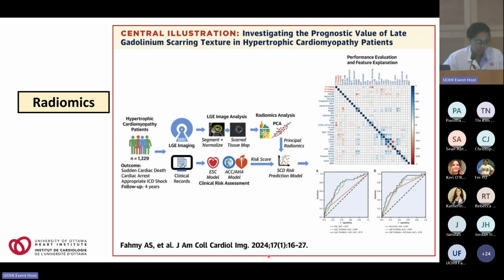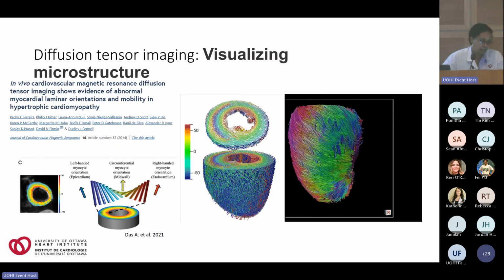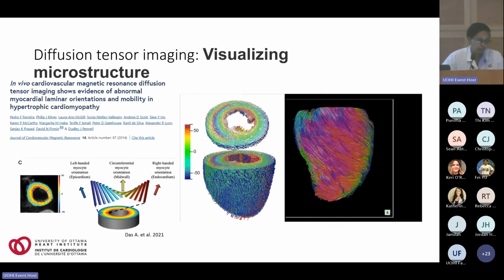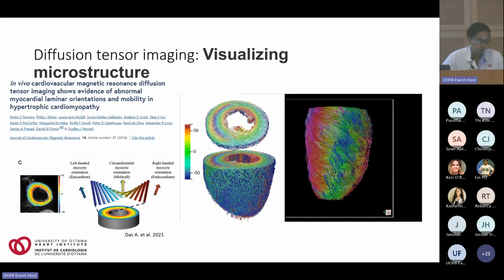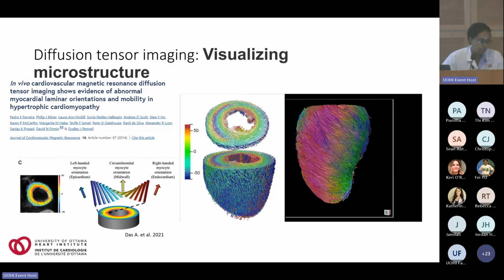This is a recent publication from Jack to show how it adds to or improves significantly the risk prediction for HCM patients, both compared to, and added to, the ACC model or the AHA model. And the other technique that's in the research world is diffusion tensor imaging. This is commonly used for brain MRI, but for cardiovascular, it's mostly in research.